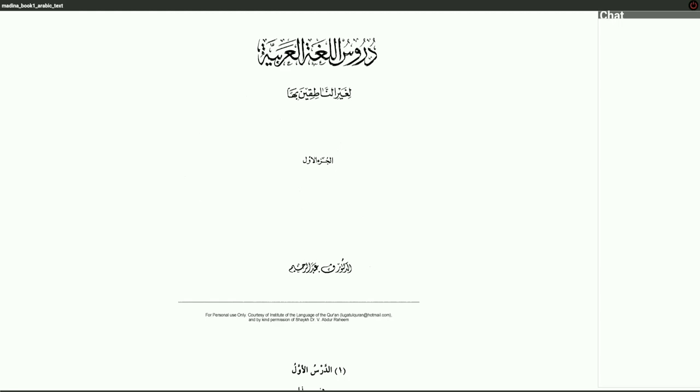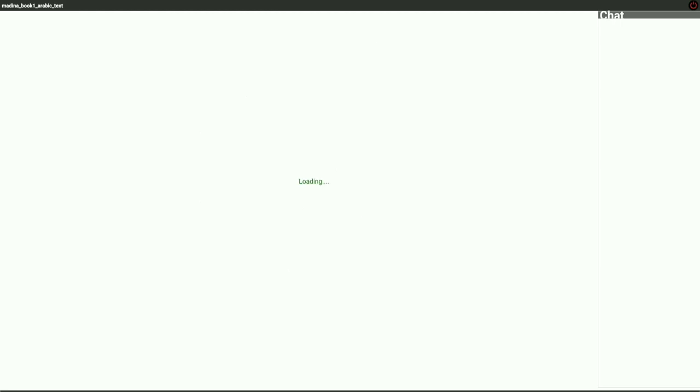Insha'Allah, we'll continue our lessons with the Madeenah book 1, and we reached the place in the middle of lesson three. Yes, lesson three.